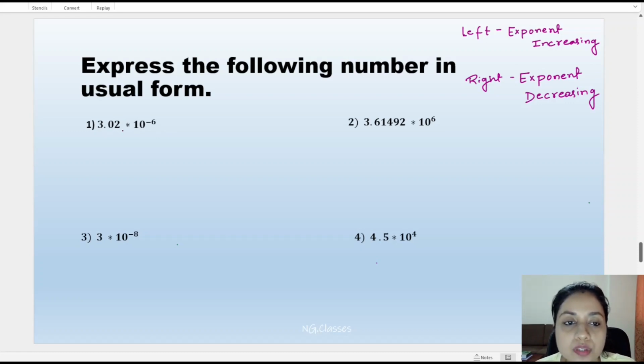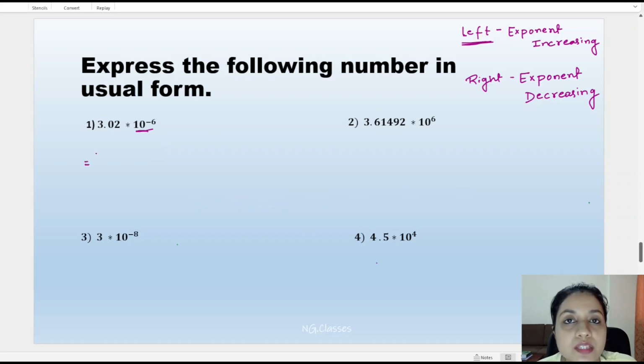Here we are having 3.02 times 10 to the power minus 6. Now here we are having 10 to the power negative 6. In usual form, we know there is 10 to the power 0 or nothing is there as a power of 10, right? That means we have to come from negative 6 to 10 to the power 0. So when we are moving from negative 6 to negative 5, negative 5 to negative 4, that means we are increasing the exponent. And whenever we are increasing the exponent, then the decimal must be moving towards the left direction, right?